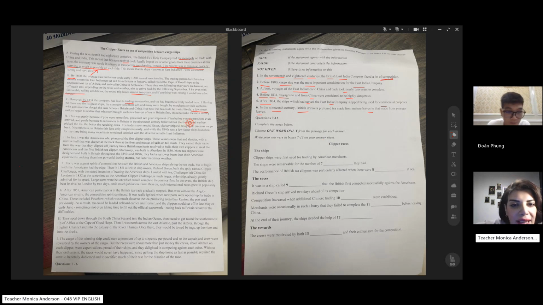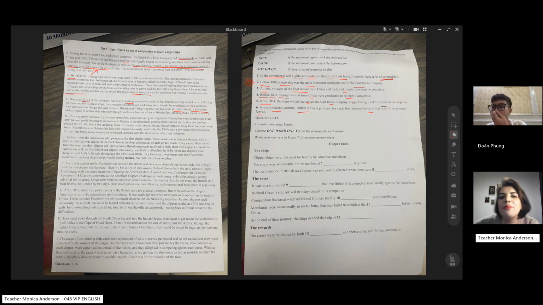So after just now, let's see what happened. However, by 1834, the company had lost its trading monopolies and tea had become a freely traded item. Having no more use for its great ships, the company sold them off. And many were bought by merchants or captains who continued to plot the sea between Britain and China. But now the sea could be traded freely. A few smart sailors began to realize that whoever brought each new harvest of tea to Britain first stood to make the most money.